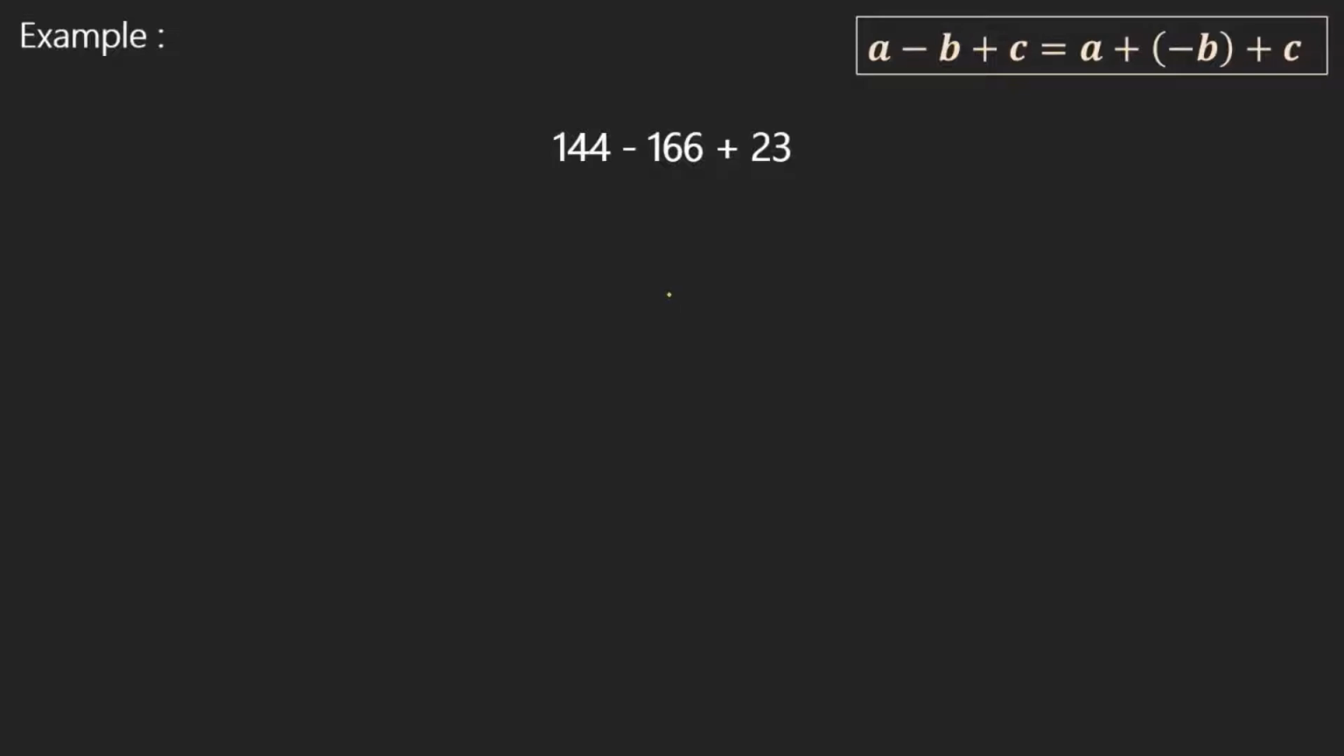So let's see an example: 144 minus 166 plus 23. We're going to first work this out simply using the order of operations and evaluate it from left to right. So 144 minus 166 plus 23. The first two terms give me negative 22, plus 23, and the answer is 1.